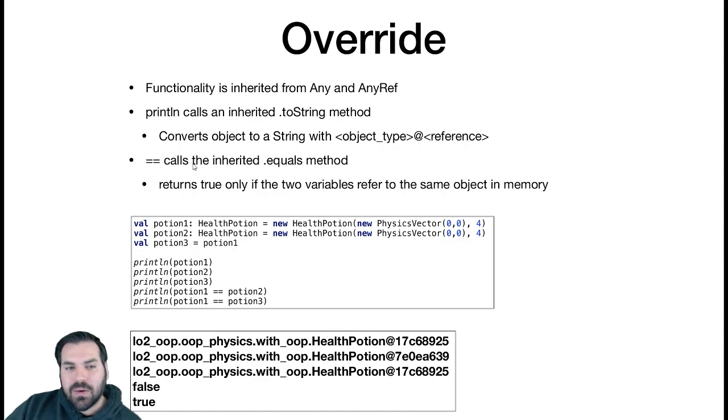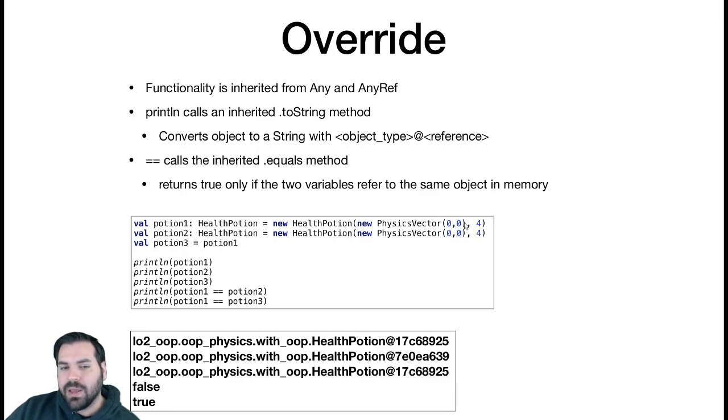And then we have the .equals method, which is called when you do ==. So == will call .equals, and the .equals method is going to return true or false, a Boolean. Are these two the same? Are these two equal to each other? The default behavior for == is to compare the references of the objects. So these two health potions to us are identical. They're at the same location.